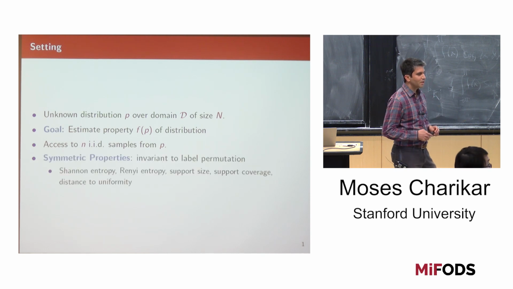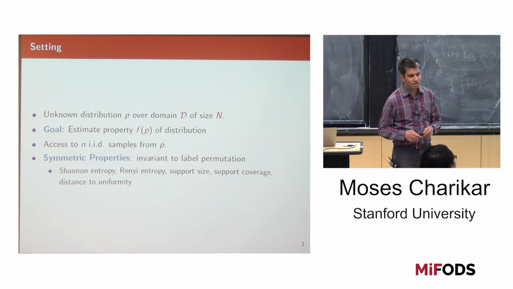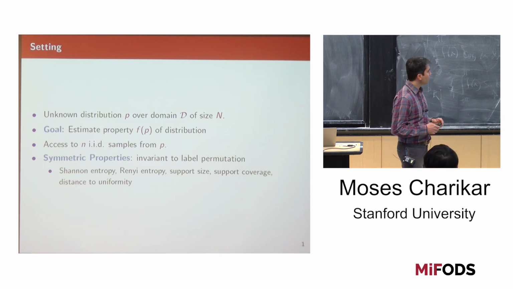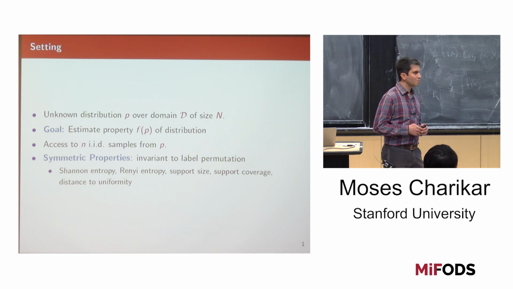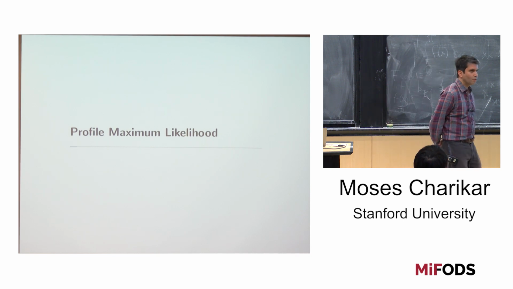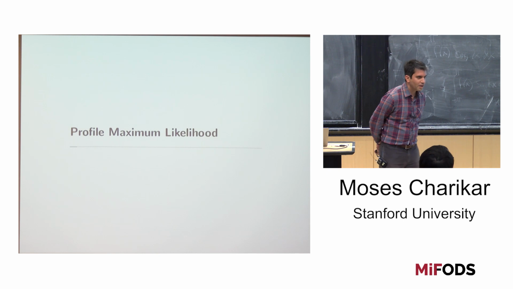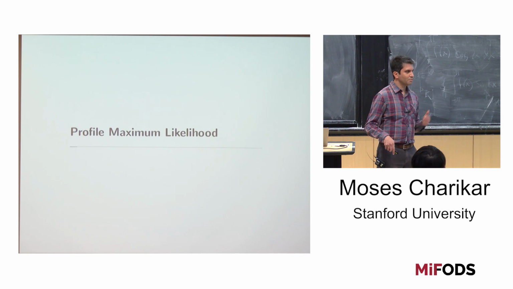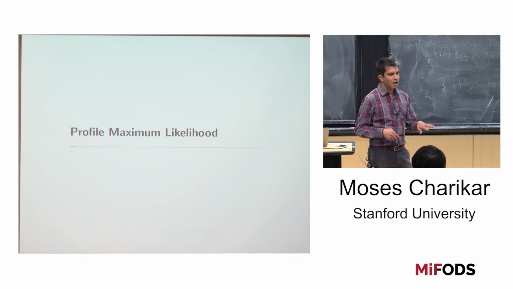And we'd like to estimate some kind of symmetric property, which is a property that's invariant to permutation of the labels. There are many such properties, for example the entropy, different versions of entropy, the support size, support coverage. It doesn't matter what the precise labels are. It's just a function of the shape of the distribution, and those are the kinds of properties that we're going to talk about. So we're going to be interested in this notion of profile maximum likelihood, and we'll say in a little bit how this plugs into what I said before, which is property estimation. But for now, I want to tell you what profile maximum likelihood is.